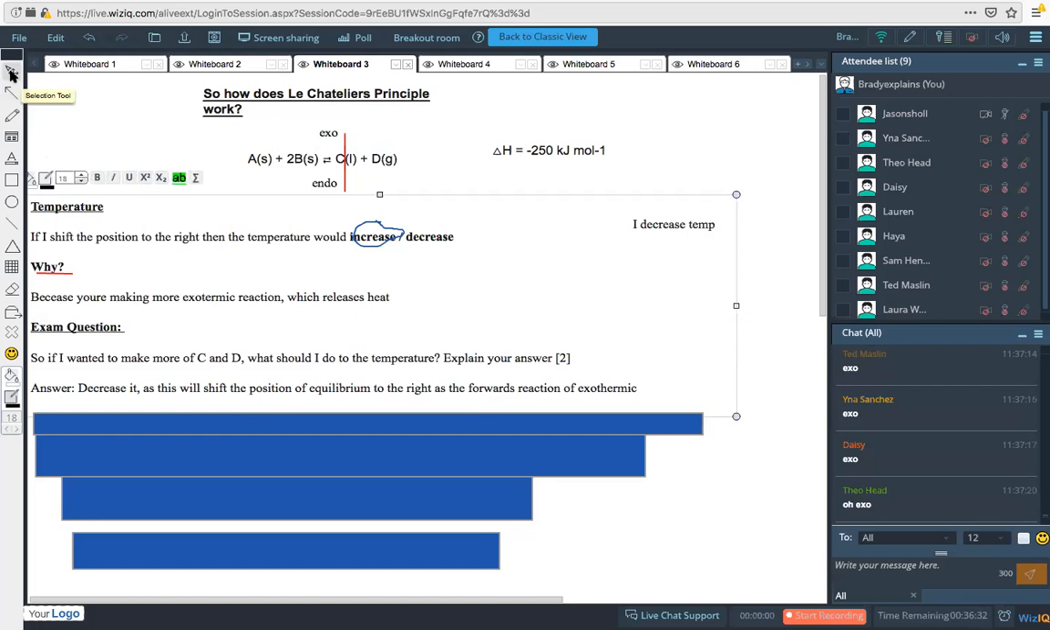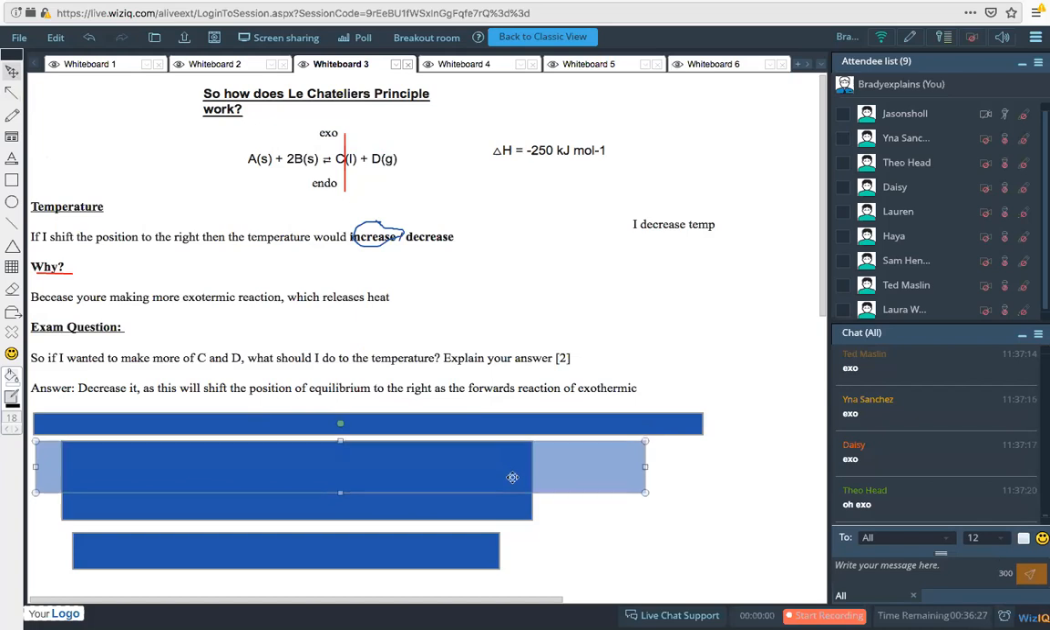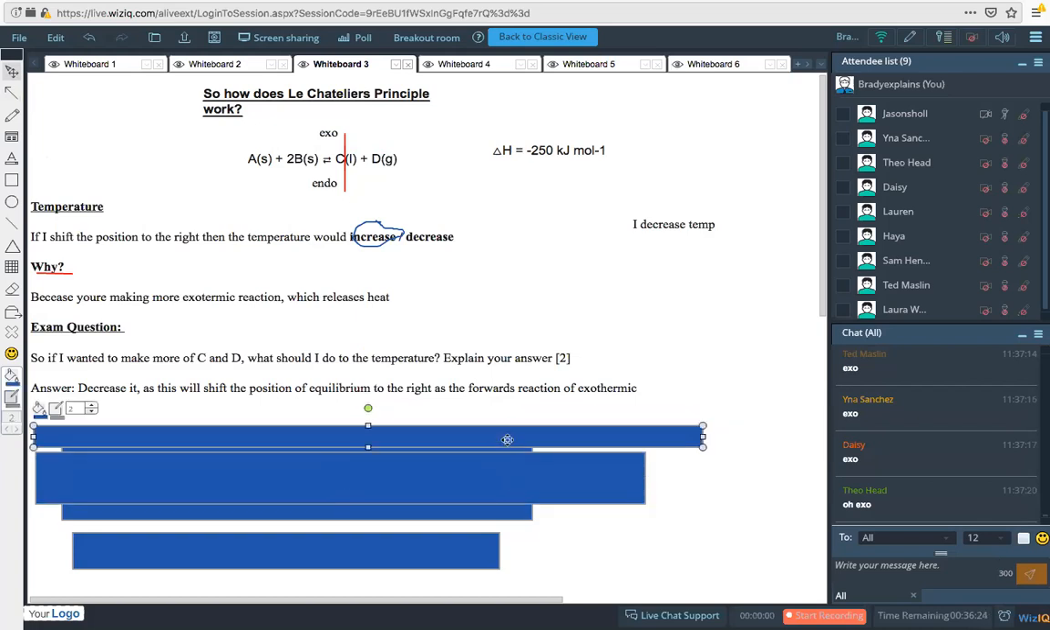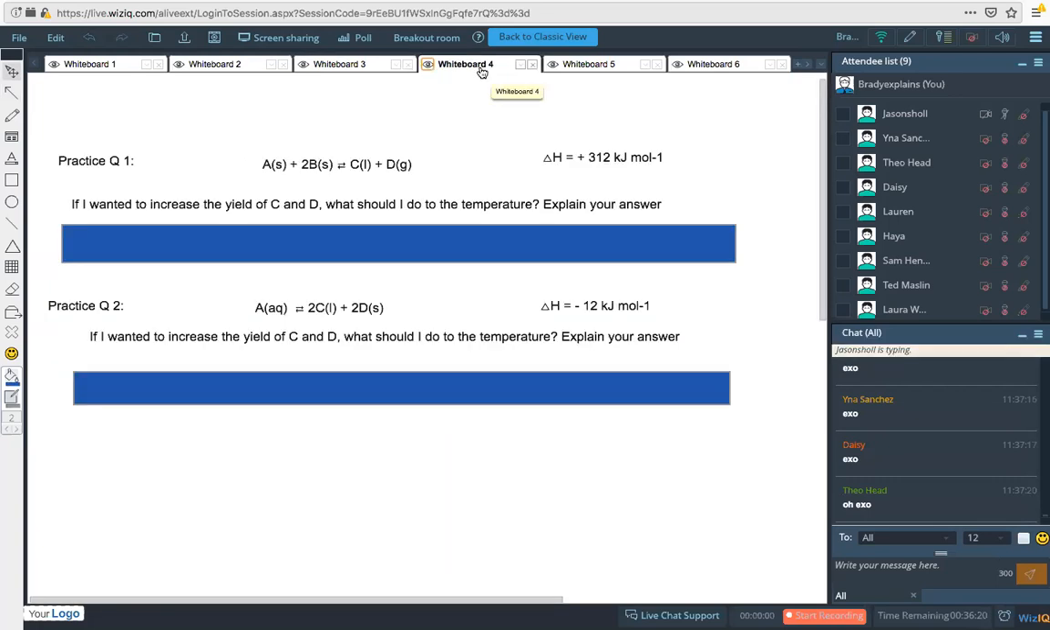What do we think? Yes, no, maybe so? Okay, let's try two practice ones. So have a crack at just question number 1. So notice here that the delta H is positive. So you'll have to think about what that means about the forward reaction. And I want to increase the yield of C and D. What should I do to the temperature? Explain your answer.